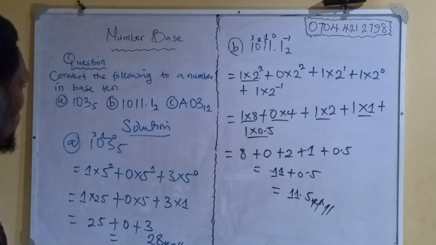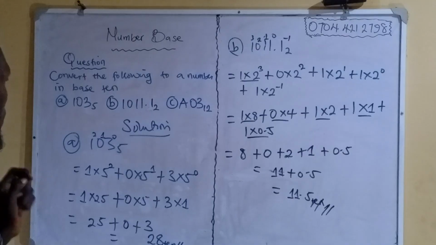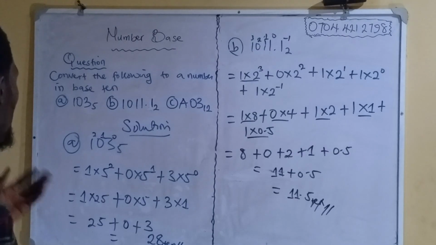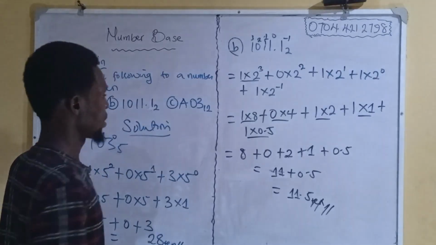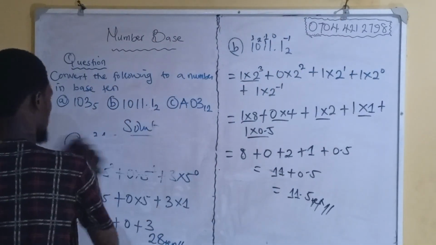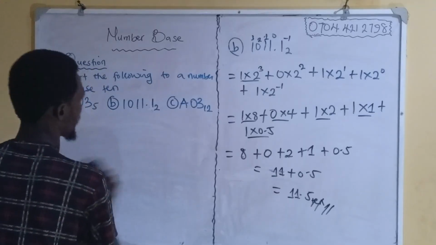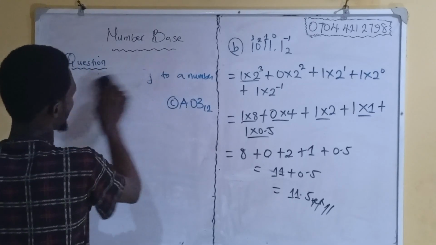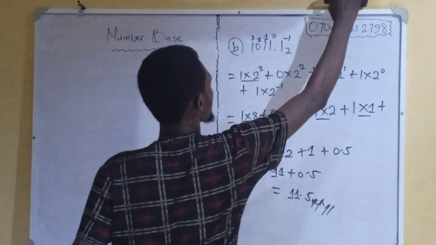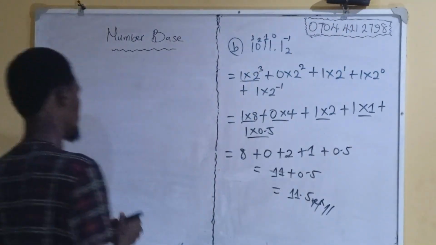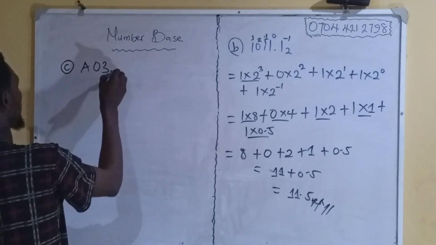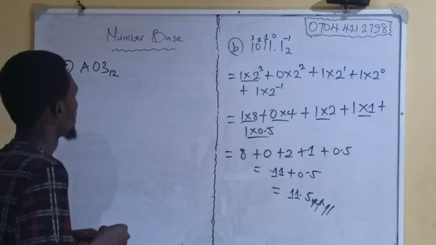All right, so that is how to convert a number from other bases to base 10. Okay, let's consider the last one here. The last question here is 1003 base 12.